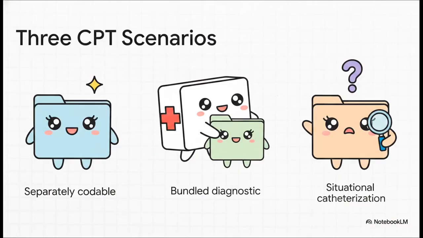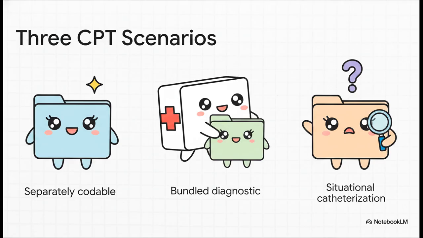Now, what's really interesting about this is how CPT guidelines cleanly separate this dilemma into 3 possible outcomes. First up, you have separately codable diagnostic angiography. This usually happens when a diagnostic study wasn't previously available, was maybe for a different indication, or led directly to the decision to intervene. Second, you have bundled diagnostic angiography. This is where the diagnostic study is always included in the therapeutic code, no matter what the documentation says. And third, situational catheterization coding, which depends entirely on specific CPT guidelines and payer policy.